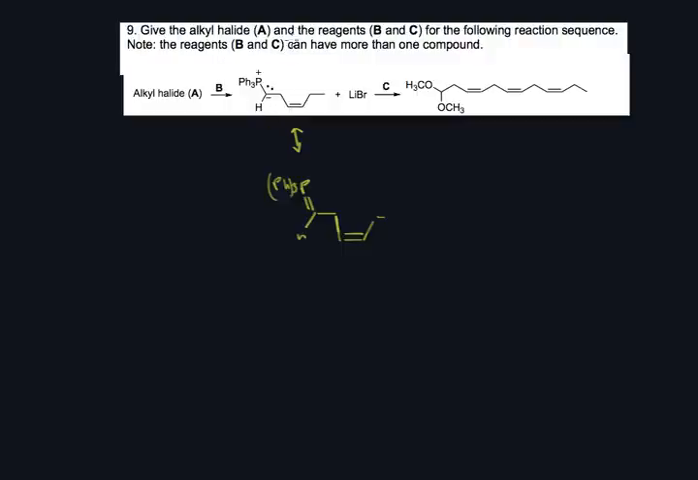It says, give the alkyl halide A and the reagents B and C for the following reaction sequence. Note the reagents B and C can have more than one compound. And so I'm starting with an alkyl halide, and with the PPh3, that's kind of a buzzword for me that I'm doing a Wittig reaction. And so I can look here, and I know that I'm forming one of these 3 double bonds. If I look more closely at this compound right here in the middle, I know that that's a ylide.